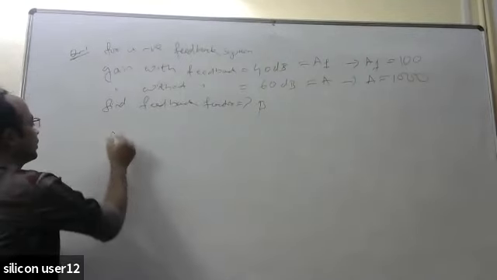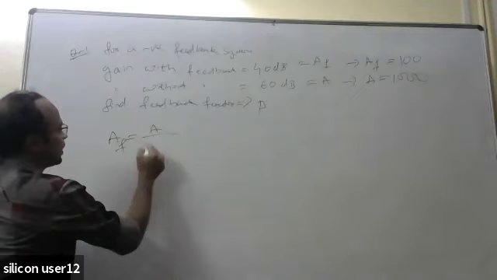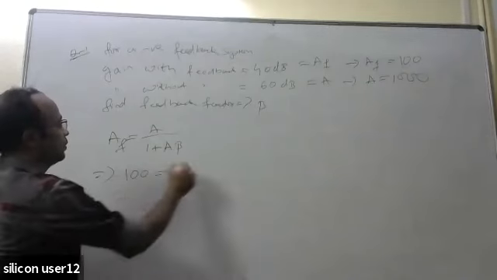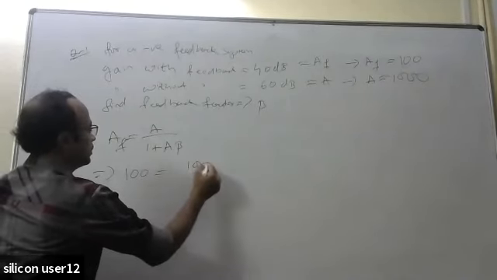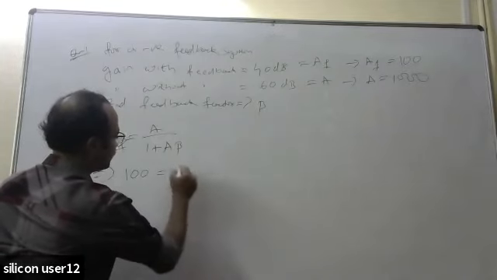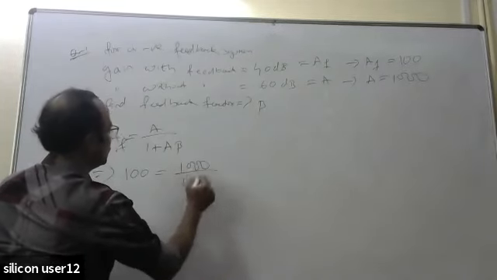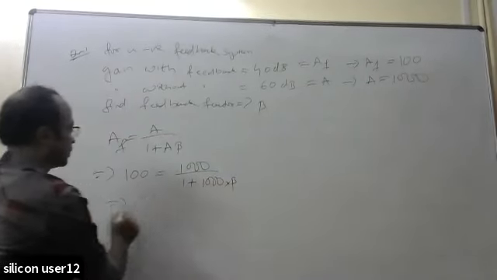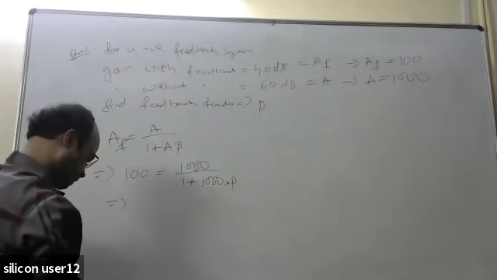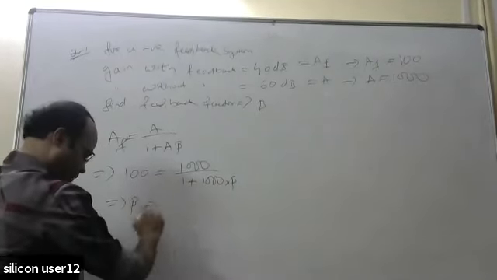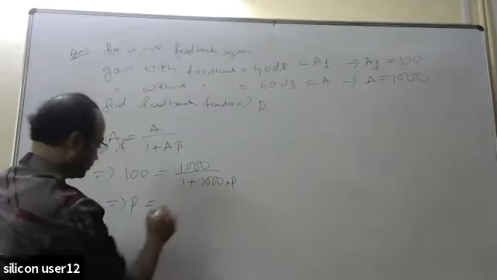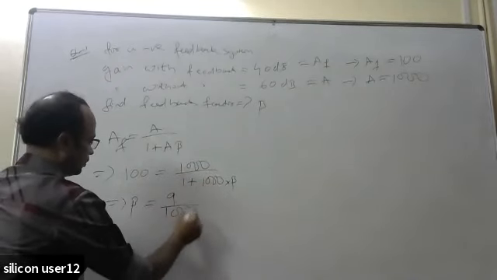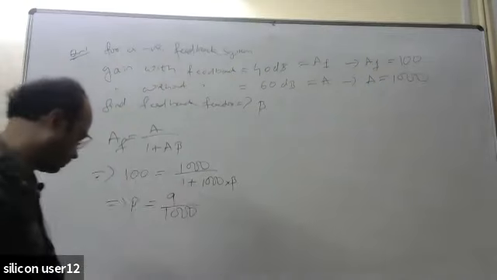ठीक है, छोड़ो. तो AF equal to A by 1 plus A beta implies 100 equal to 1000 by 1 plus 1000 beta. इसको जस्ट कैलकुलेट कर दोगे. कैलकुलेट करने के बाद तुमको आएगा beta equal to 9 by 1000.